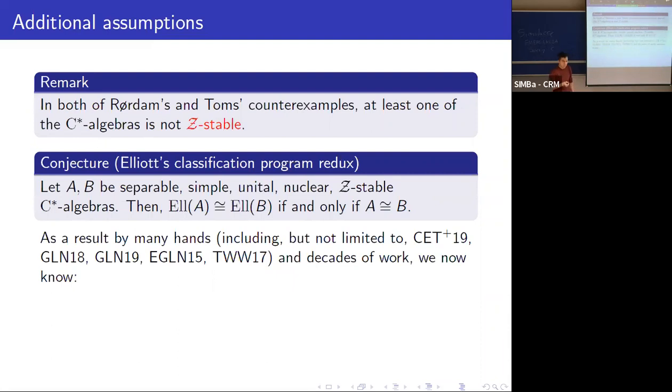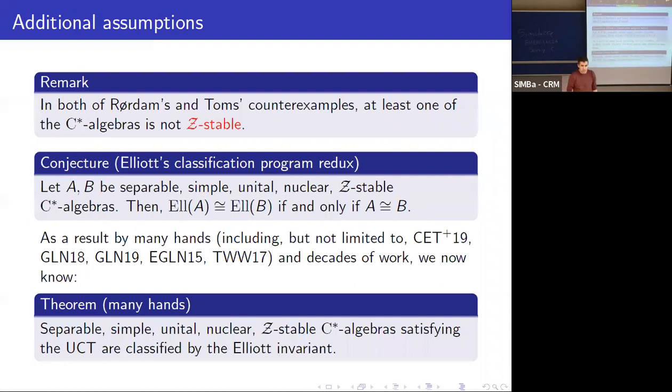So as a result, by many hands, as I say here, including but not limited to these references, and decades of work, so 3 decades, we now know the following. Separable, simple, unital nuclear Z stable C*-algebras satisfying the UCT are classified by the Elliott invariant. Meaning that the conjecture is true. Modulo something. Modulo this. Modulo satisfying the UCT. Now, I'm not going to explain what the UCT is. It's a very sort of deep assumption in KK theory, stuff like that, which I don't fully understand myself.